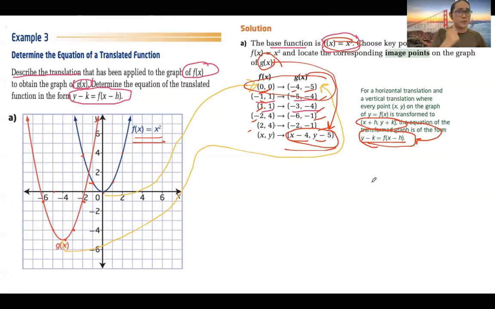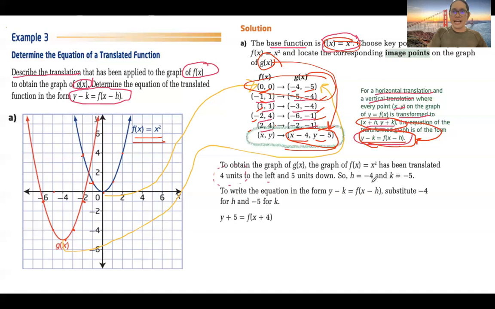So without it, you cannot really write an equation. Okay. So after that, now you have to obtain the graph of g of x. The graph of f of x equals x squared has been translated 4 units to the left, and 5 units down also. Of course, so h is equal to negative 4 and k is equal to negative 5.